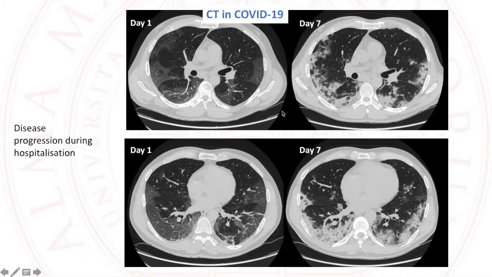This is an example of the CT findings. At day 1, we can see some ground glass opacities, especially at the lower lobes, whereas some consolidations are also becoming apparent. And then at day 7, consolidation is what we see most.